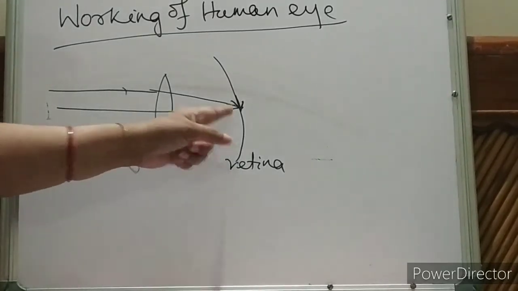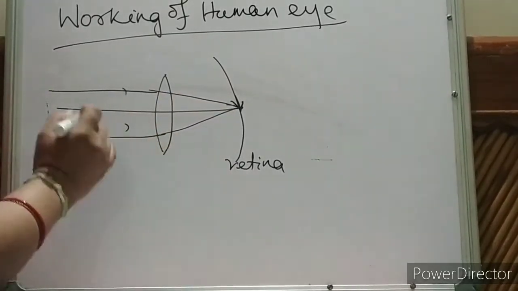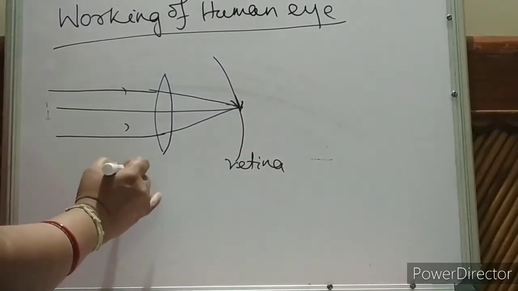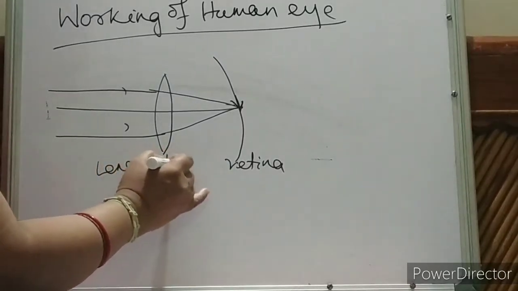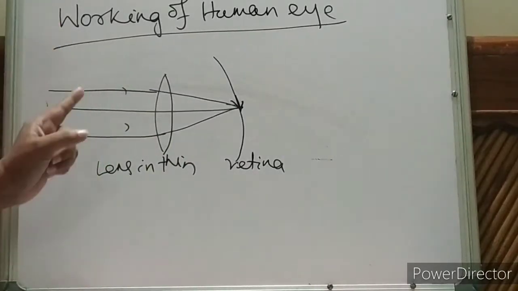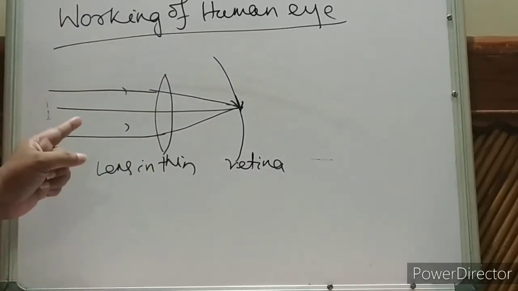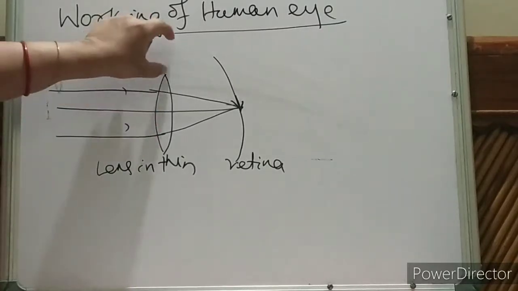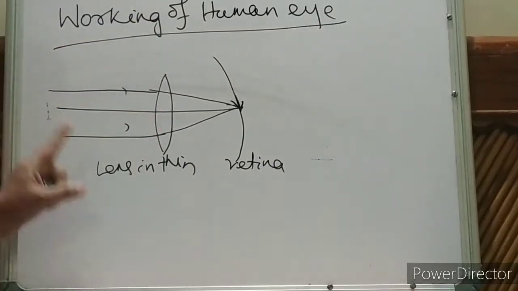Here one more thing. Now you can see here lens is thin. And ciliary muscles, we have already discussed how ciliary muscles are attached to the lens through the ligaments. So here the ciliary muscles are in a relaxed state.